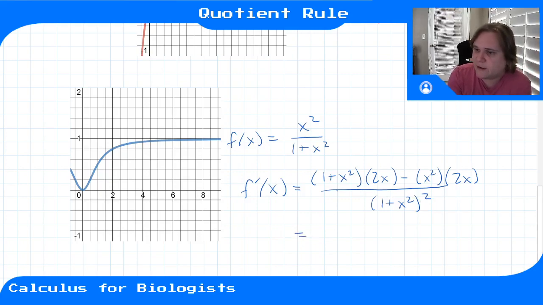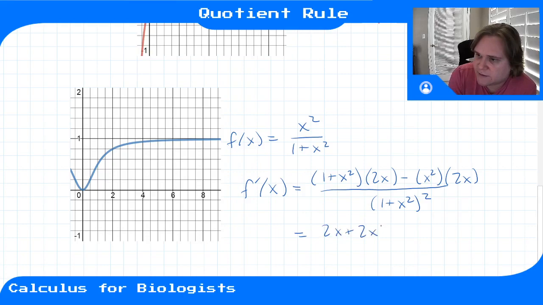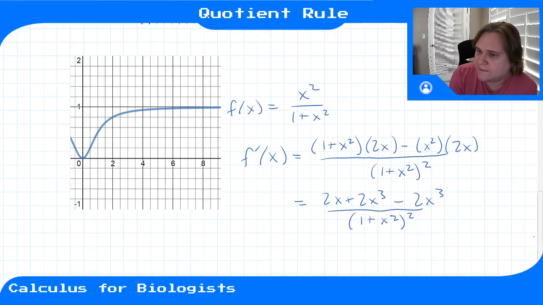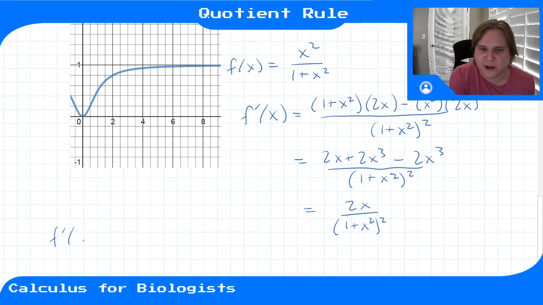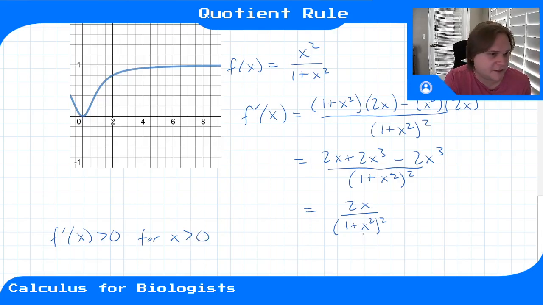Okay, so let's simplify this out a little bit. This gives us 2x plus 2x cubed minus 2x cubed, all that over 1 plus x squared squared. Okay, so then this gives us 2x over 1 plus x squared squared. Squared's on the bottom. Okay, and over here on the left, you can see a little bit of the negative domain, but again, we usually focus on the positive domain, right? So just for positive x values, this is always increasing, right? f prime of x is positive for x positive. When x is positive, the top is positive, the bottom's always positive.